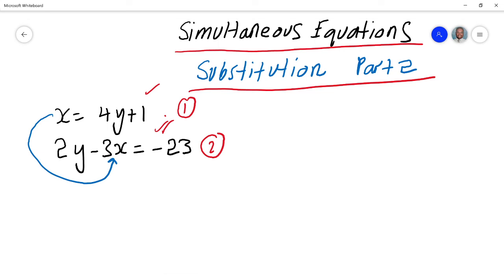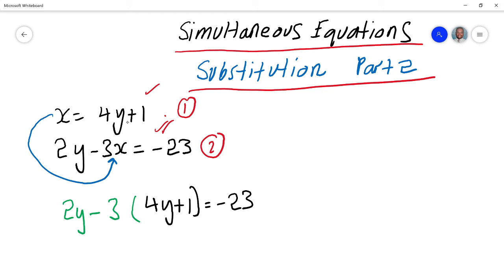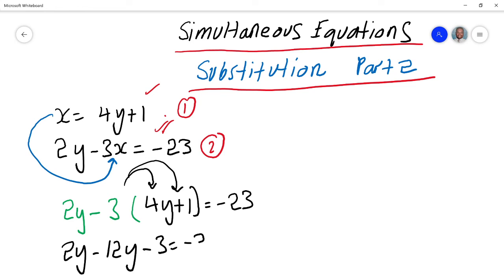So you're going to get 2y minus 3 times (4y plus 1) equals negative 23. So what have I done there? In place of x, I've put 4y plus 1. That's literally what I've done. Then I'm going to expand. It's exactly the same process that we've done. So that's going to be 2y minus 12y minus 3 equals negative 23.